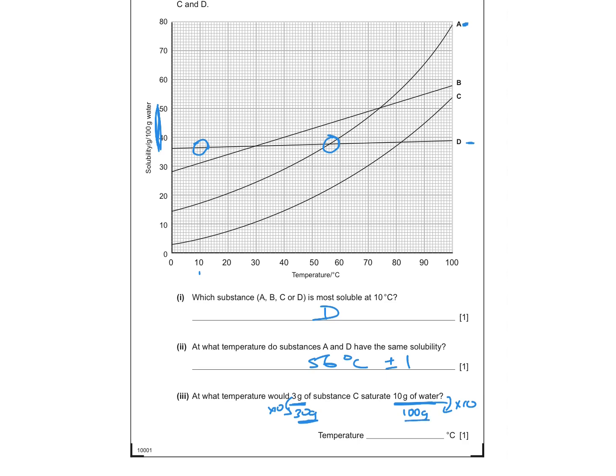So now you can go up to the graph, and this is for substance C. Go to 30 grams and just read across, and you can see there it has a temperature of 70 degrees C. That's your answer.